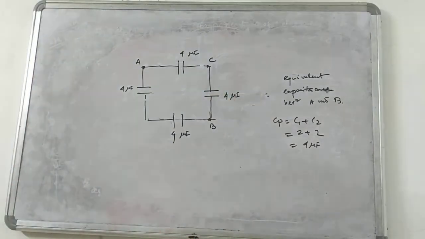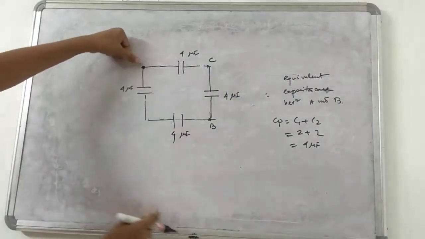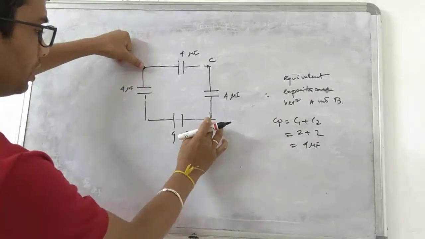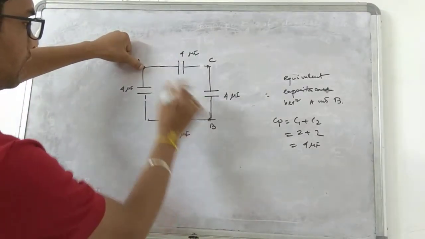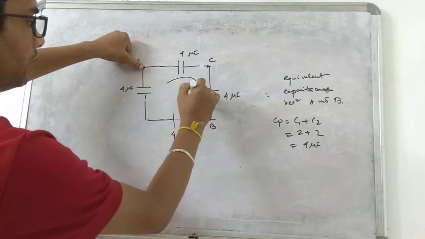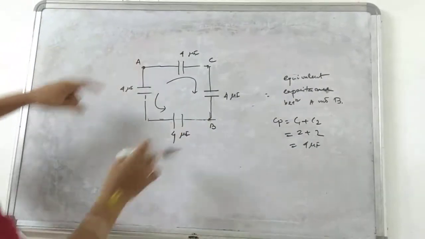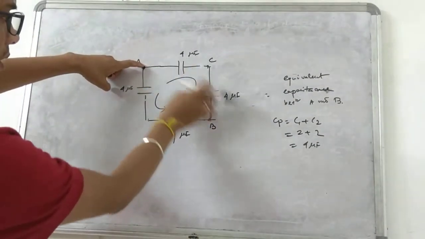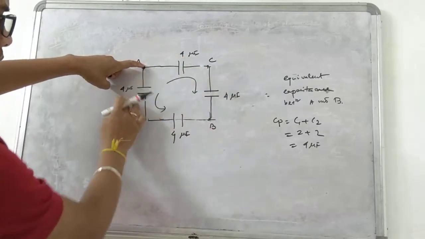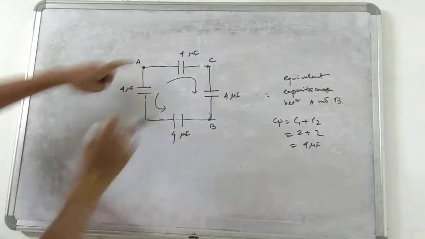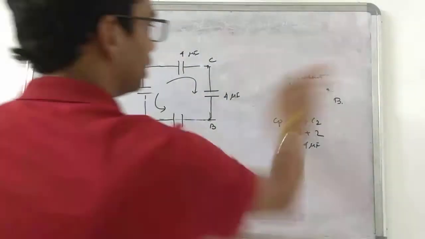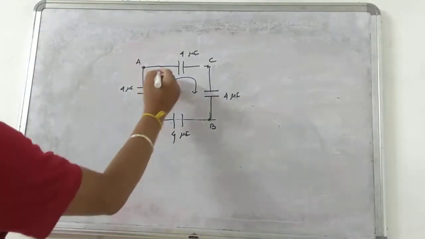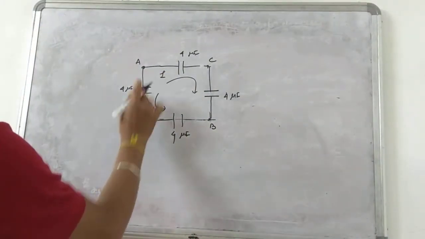Okay, now you have to find out the equivalent capacitance between A and B. Now between A and B, there are 2 lines. This is one line and this is another line. These 2 capacitors are connected in series, and these 2 capacitors are also connected in series. This is line 1 and this is line 2.